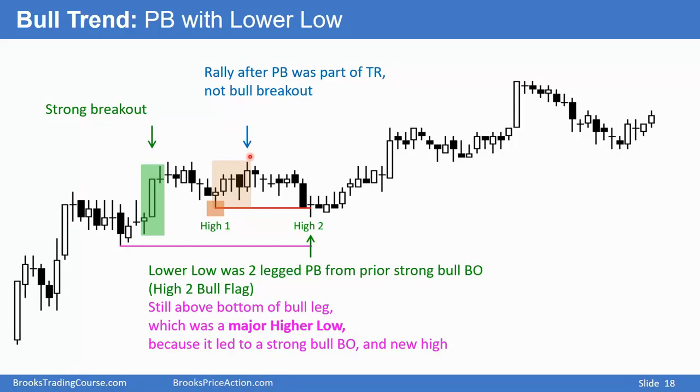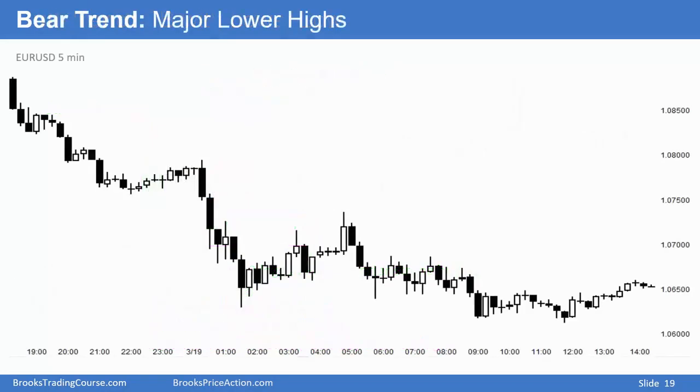Rally here was only a bull leg and a trading range, not a resumption of the bull trend. Bear trend, strong breakouts. 2-bar, 3-bar breakout here, lots of breakouts here. And this is a pretty major lower high, followed by a strong breakout to a new low. As long as it's a bear trend, rally should not get above this high, so that's a pretty major high.